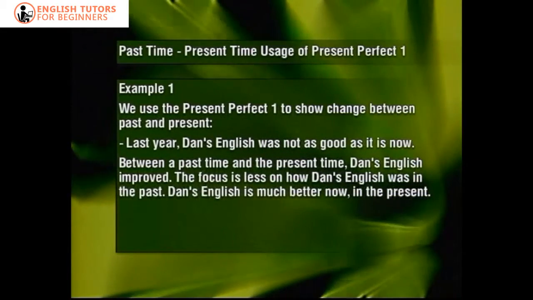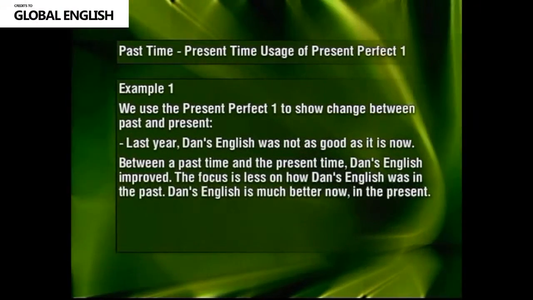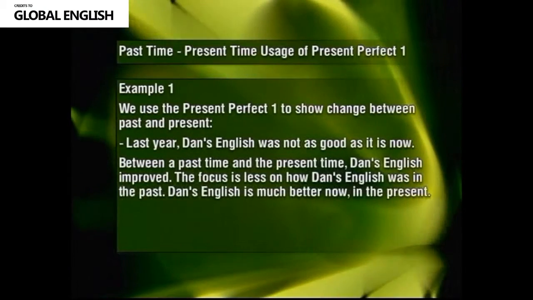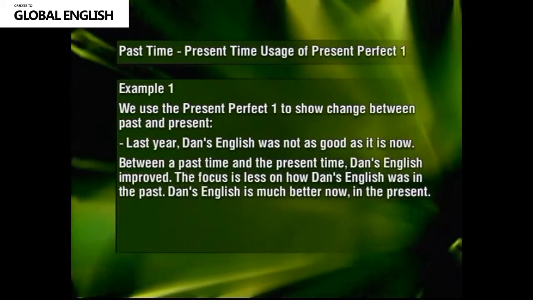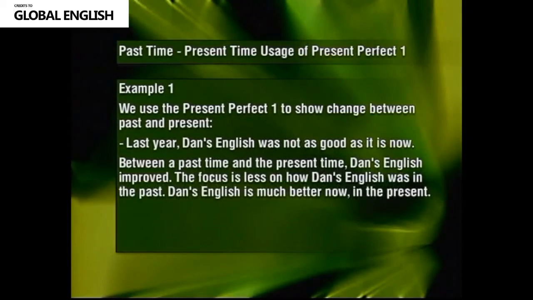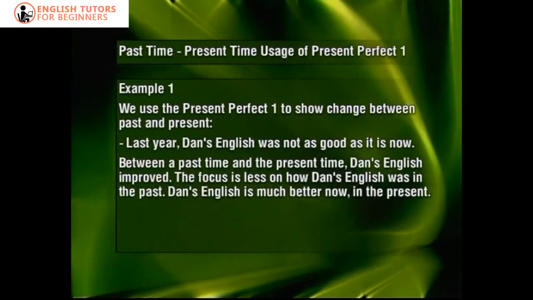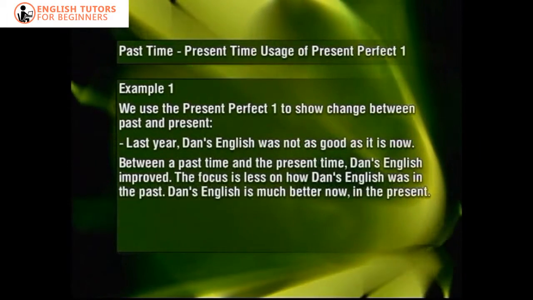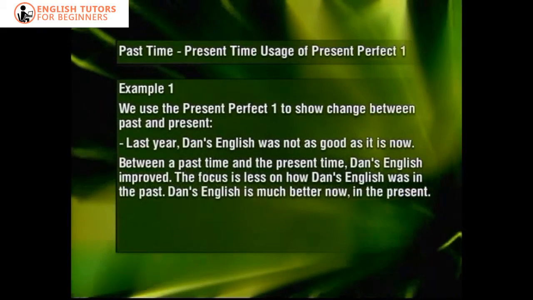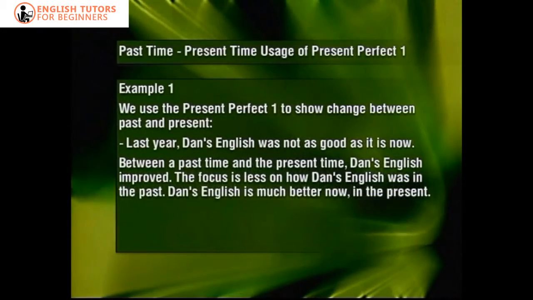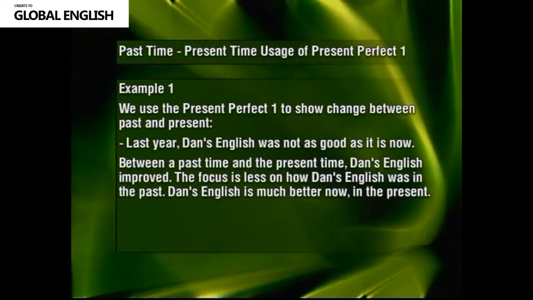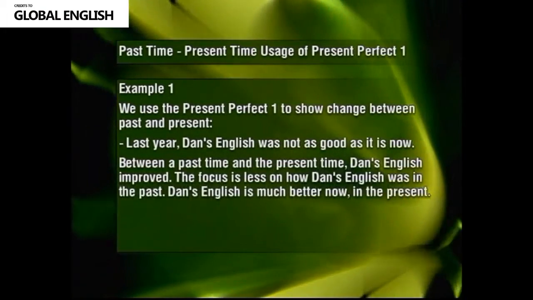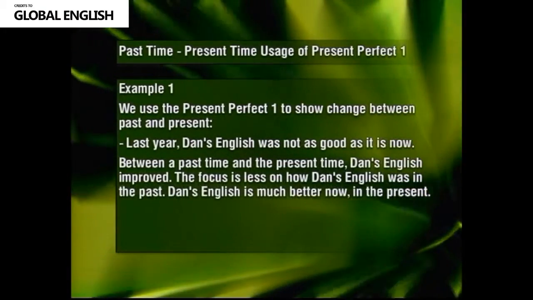Example 1. We use the present perfect one to show change between past and present. Last year, Dan's English was not as good as it is now. Between a past time and the present time, Dan's English improved. The focus is less on how Dan's English was in the past. Dan's English is much better now in the present.